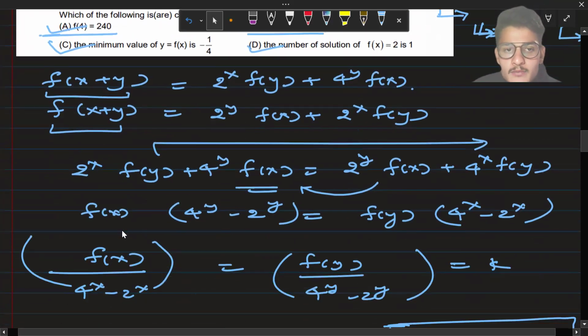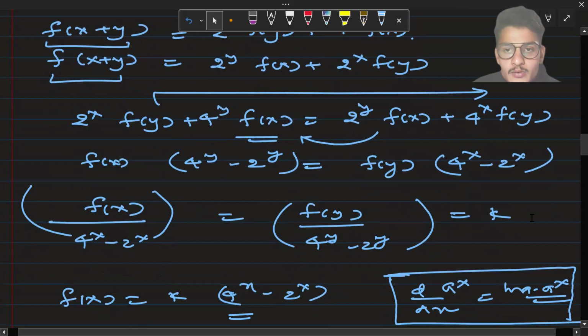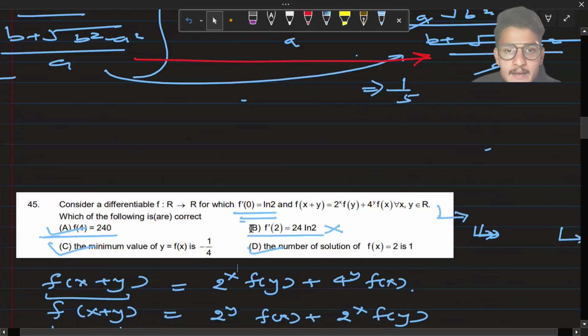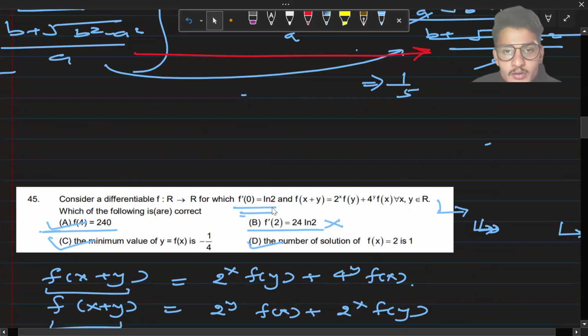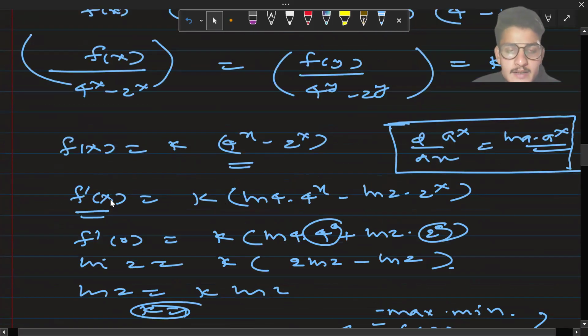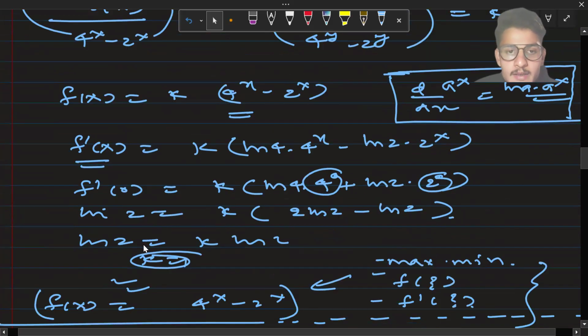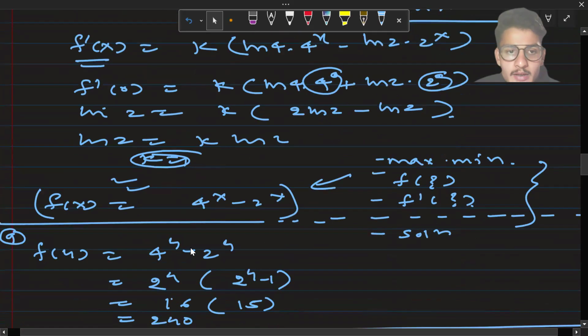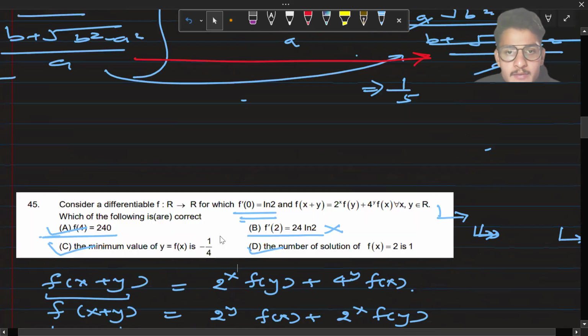After equating them, what we have received is f(x) is equal to some k. f(x) upon 4 to the power x minus 2 to the power x is equal to k. So to find the k, we have used f'(0) is equal to ln2. So we have differentiated, put the value of f'(0) as ln2, and received the k as 1. And after receiving the k as 1, we have received the function. Now we can find f(4), f'(2), the minimum value and the number of solutions easily.